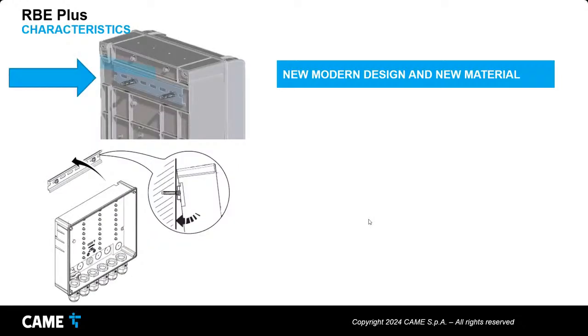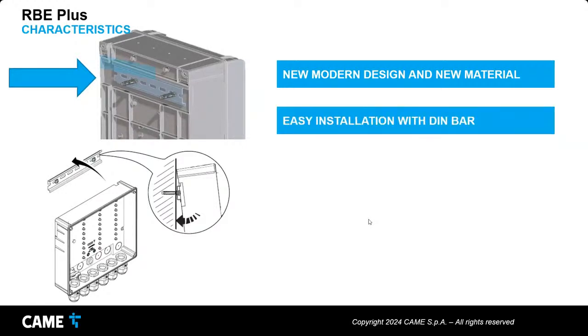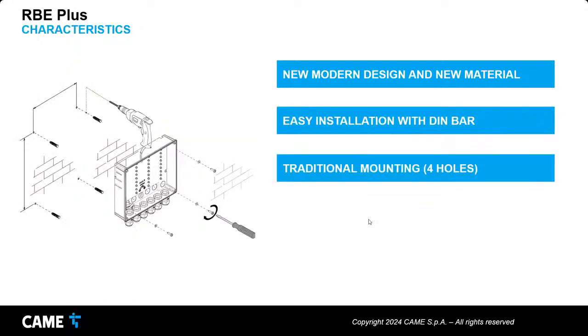The installation in this case can be done in two different ways. In order to simplify the work for our installers, we have also provided the possibility to fix the box with the installation through the DIN bar. So instead of using the traditional mounting way with 4 holes and 4 screws, we can also go directly with the DIN bar.